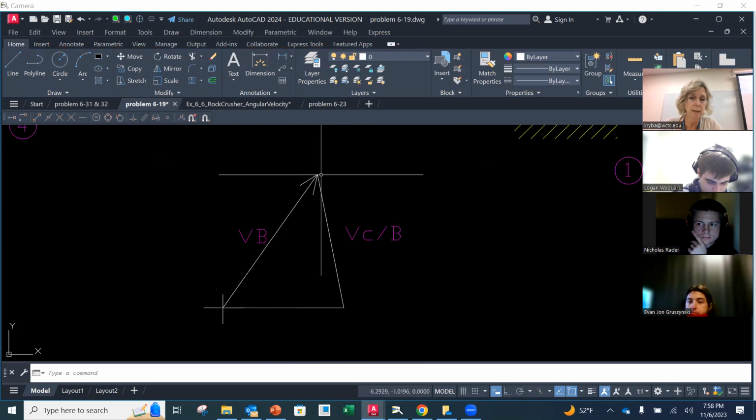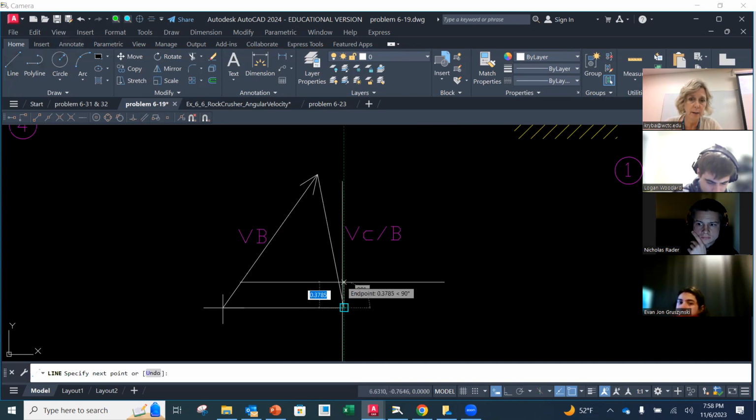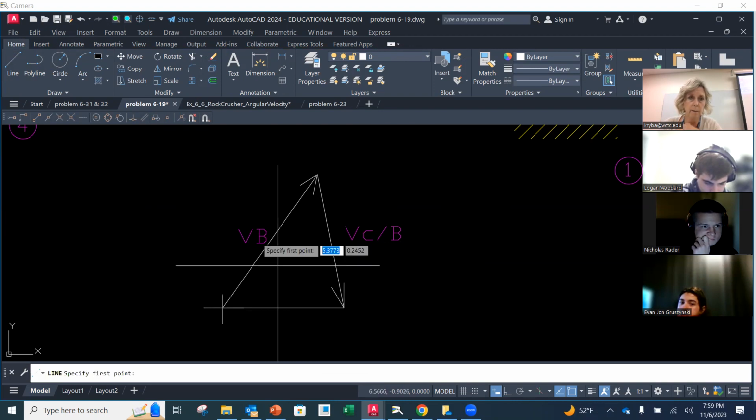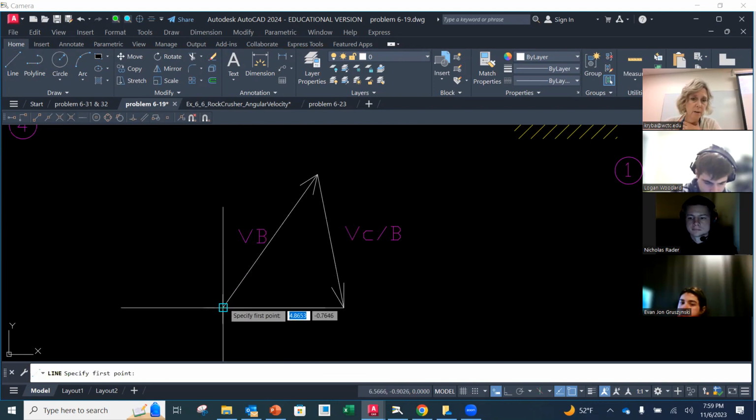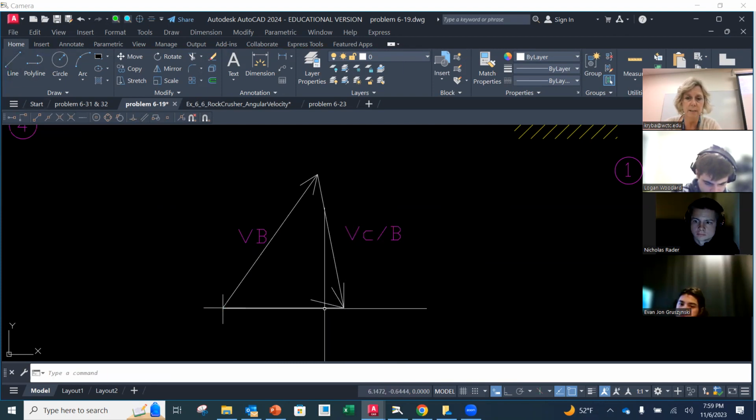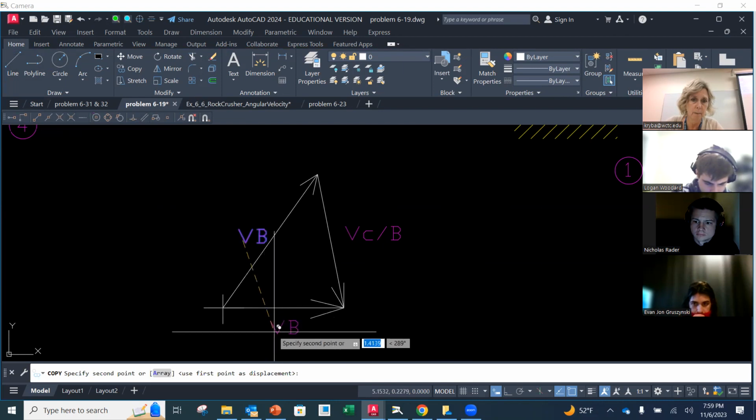And then I can add my arrowheads for each one. So if this is VB plus vectorially C relative to B, then my arrowhead has to be here and here. Okay. And then VC goes back to the origin and its arrowhead is going to be at the endpoint of where that VC relative to B is. So that's going to be here. And then I need to label that vector down here.